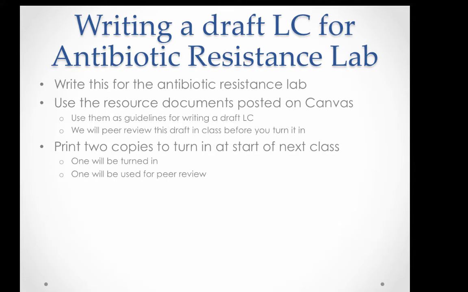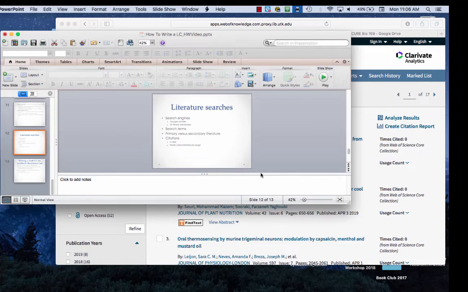All right. Now, how are you guys going to use this information? You guys are going to use this information to write a draft lab communication for the antibiotic resistance lab. You're supposed to be using documents posted on Canvas. You're thinking, where are those? I'm going to show you those. And then you're going to use them and write this up. And you're going to print 2 copies to turn in at the start of next class.